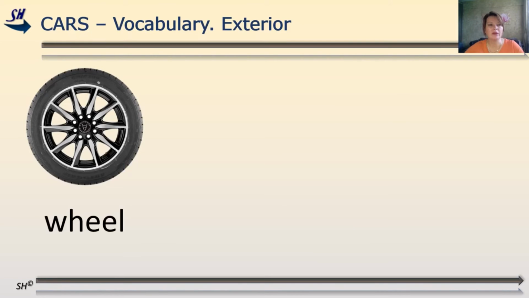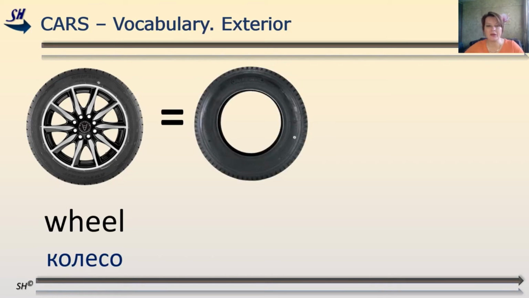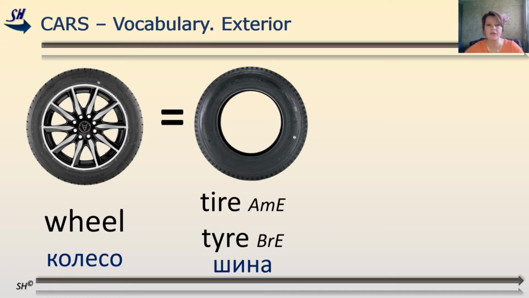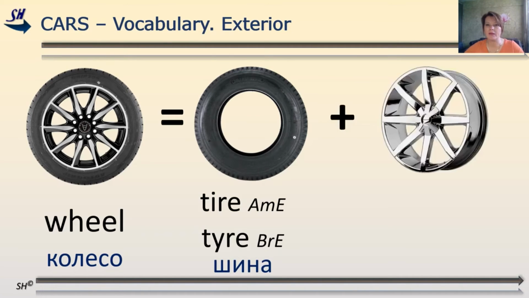So a wheel consists of two main parts. The rubber part of it is called a tire. Mind the spelling in American and British English. This is a tire, the rubber part. And the metal thing that can be kind of different design is called a hubcap. So a tire and a hubcap make a wheel.